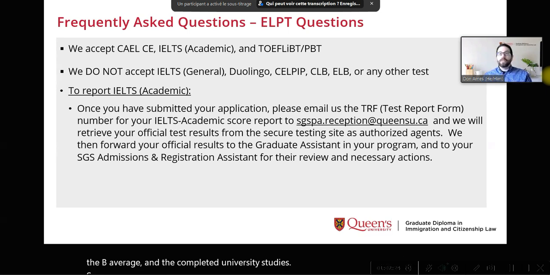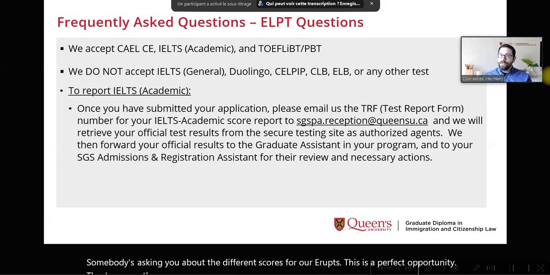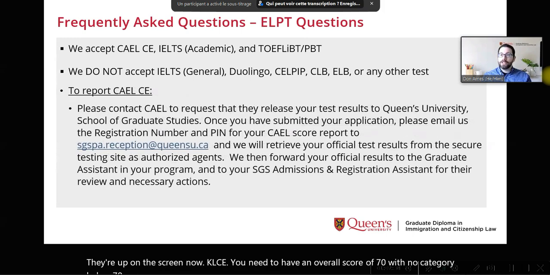Somebody's asking about the different scores for our ELPTs. This is a perfect opportunity. They're up on the screen now. KLCE, you need to have an overall score of 70 with no category below 70. For IELTS Academic, it's an overall score of 7.0 with no category below 7.0. For TOEFL iBT, it is an overall score of 101 with no category below 26, I believe, or 25. I believe one score has to be 26. The other scores can be 25 out of 30.